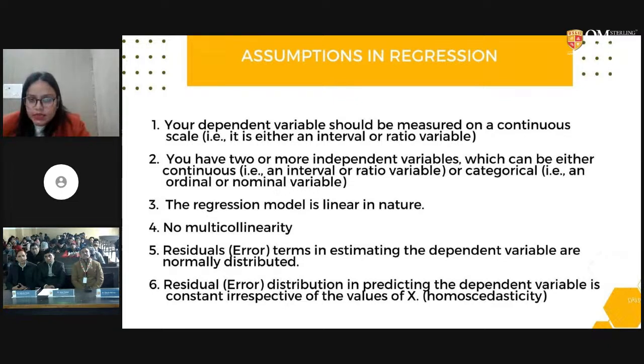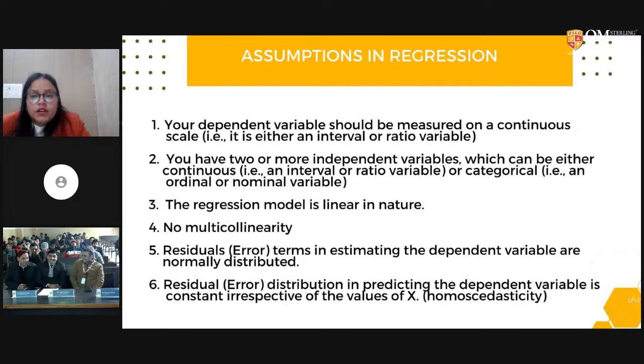Next slide, please. Fourth, no multicollinearity. No multicollinearity means that the independent variables we have included in the study should not have any correlation with each other. Because if the independent variables are related to each other, you will not be able to understand the real effect of a particular variable on the dependent variable.